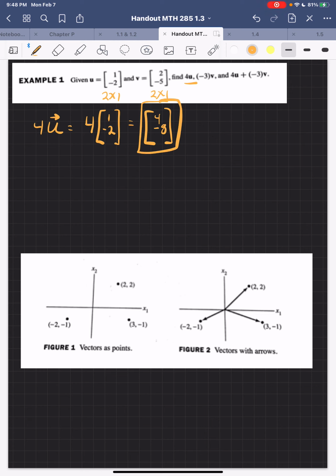Okay, so negative 3v. I think you can kind of see where I'm going with this. So v is the matrix 2, negative 5. And the result of that is going to be negative 3 times 2 is negative 6, and negative 3 times negative 5 is positive 15.